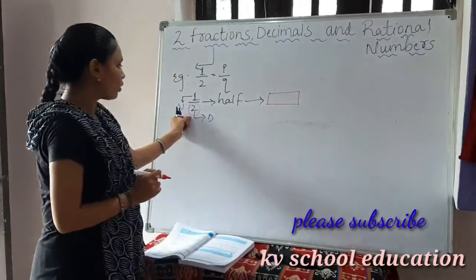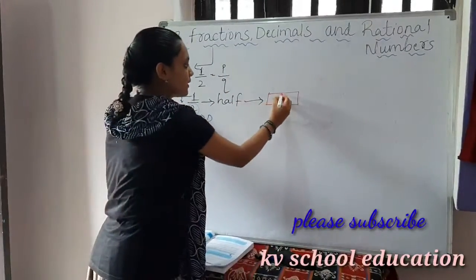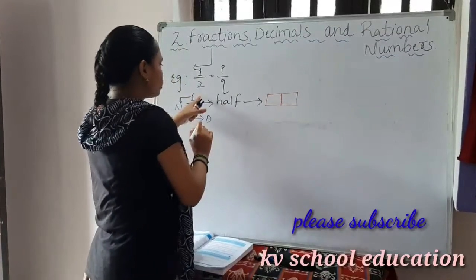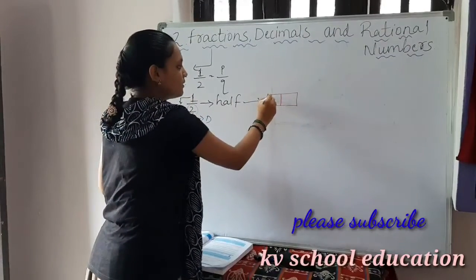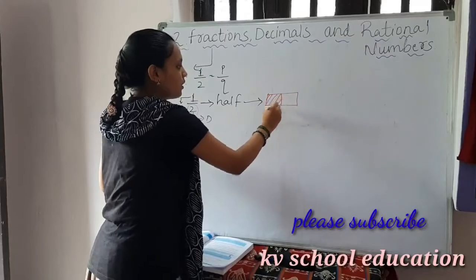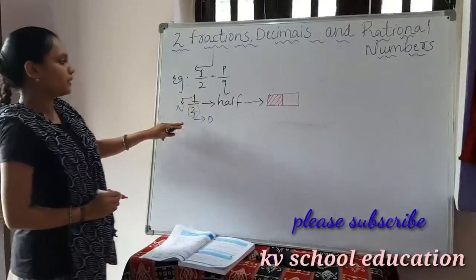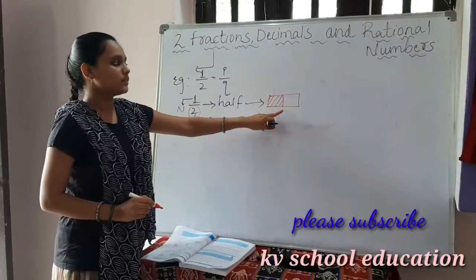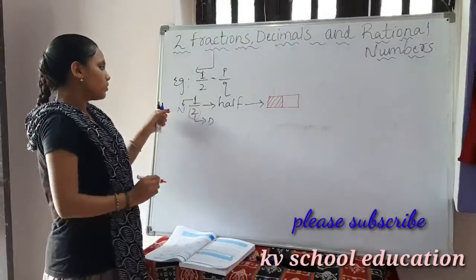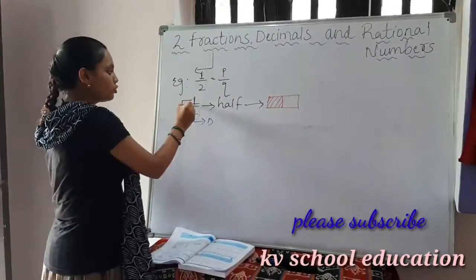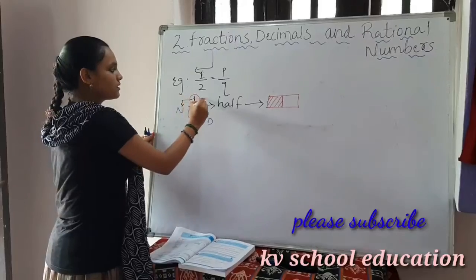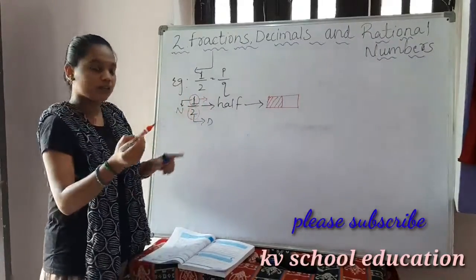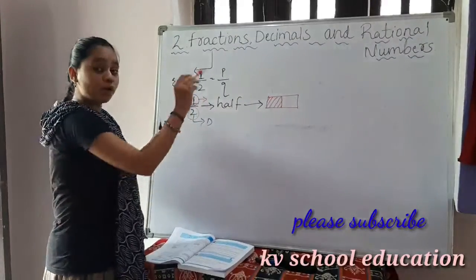So here the denominator is 2, so we should take 2 parts. And here the numerator is 1, so we should shade 1 part. This is the 1 by 2. This is the rectangle that is shaded. So always the numerator is the shaded part and the denominator is the whole part.